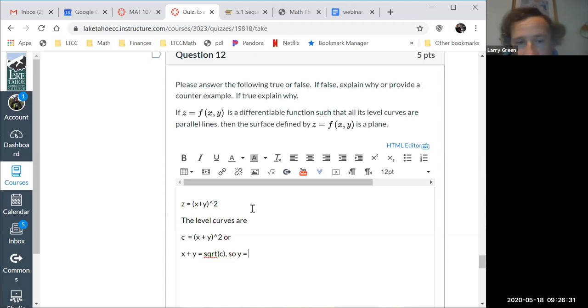So y is equal to negative x plus the square root of c. Notice no matter what c is, the slope is always -1. These are parallel lines with slope -1. Different y-intercepts, but that's okay. But z equals x plus y squared is not a plane.